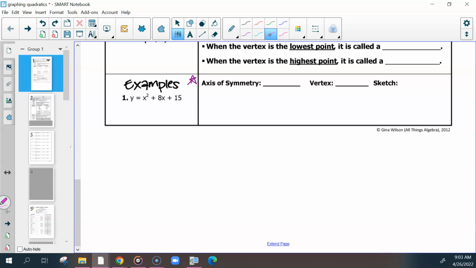So axis of symmetry, your A, B, and C values are going to be found in your quadratic. Just as a reminder, whatever is in front of x squared is A, whatever is in front of x is B, and whatever is last is C.